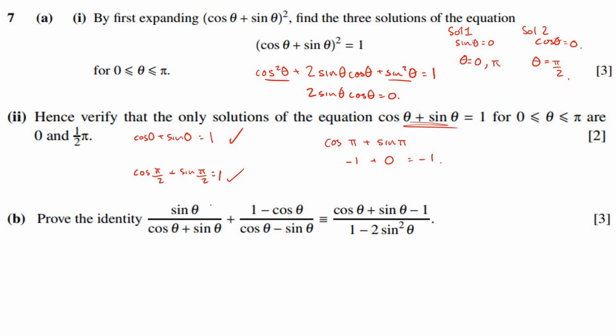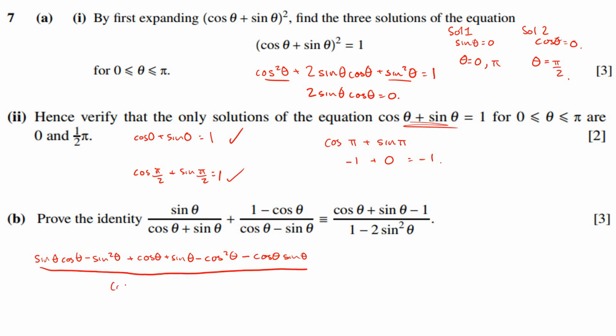All right, next up, proving this identity. Cross multiply, tidy it up, you're going to end up with sine theta cos theta minus sine squared theta plus cos theta plus sine theta minus cos squared theta minus cos theta sine theta all over cos squared theta minus sine squared theta. Okay, whole lot of work in there.